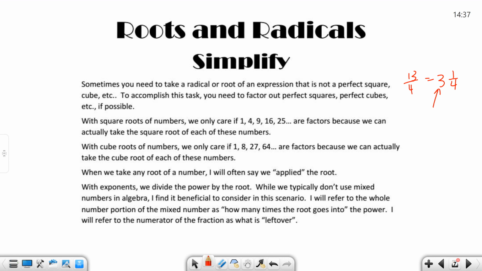So this is the whole number part that I say goes into. So when I talk about the whole number of the mixed number, it is how many times the root goes into the power, how many times the root goes into. So how many times does 4 go into whatever that is?